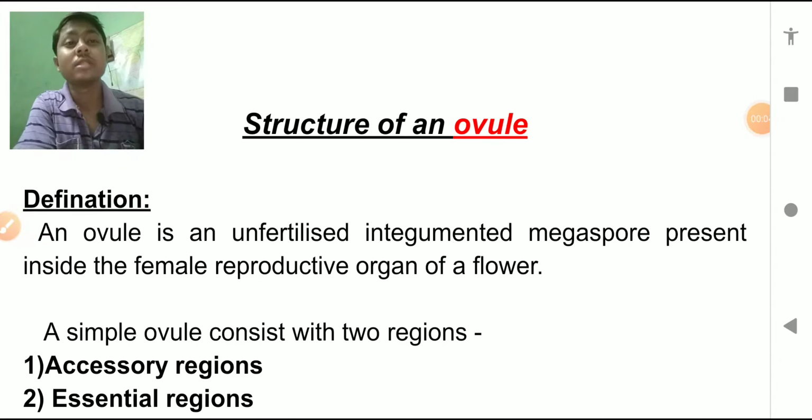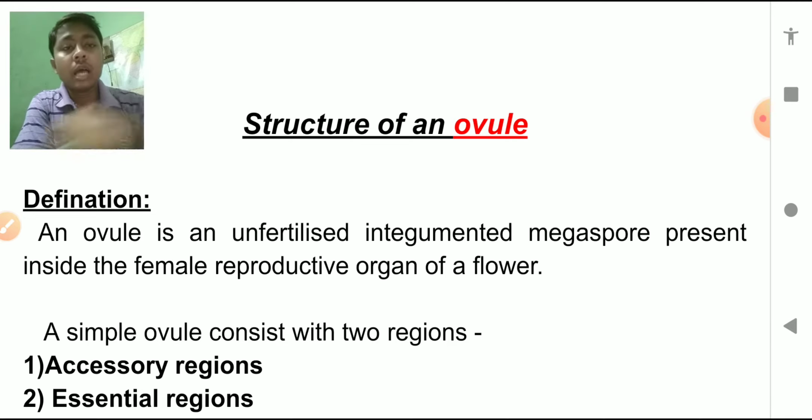And today we start the structure of an ovule. First of all, we know the definition of an ovule. An ovule is an unfertilized integumented megaspore present inside the female reproductive organ of a flower. It is unfertilized, integumented, meaning covered. The megaspore is present inside the female reproductive organ. So this is an ovule, and it is present inside the ovary.